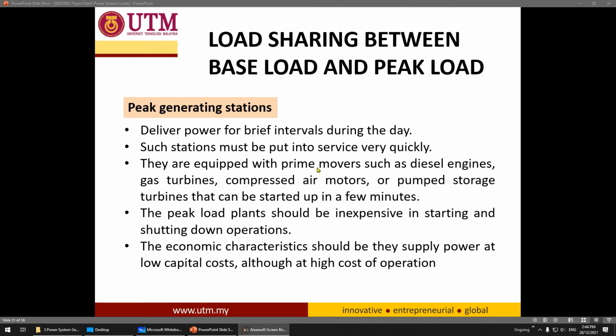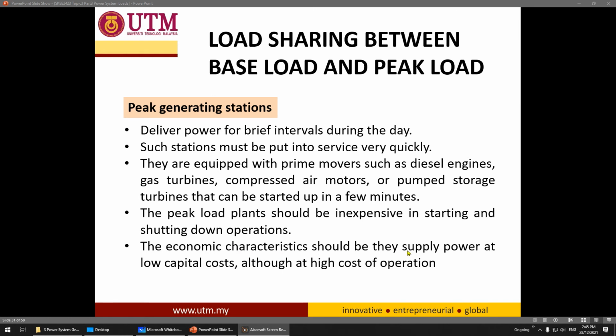They are equipped with prime movers such as diesel engines, gas turbines, compressed air motors, and pump storage turbines that can be started up in a few minutes. The peak load plant should be inexpensive in the starting and shutting down operation. This one is usually quite cheap, because it cannot operate all day, so the capital cost needs to be cheap. If not, it's not economic.